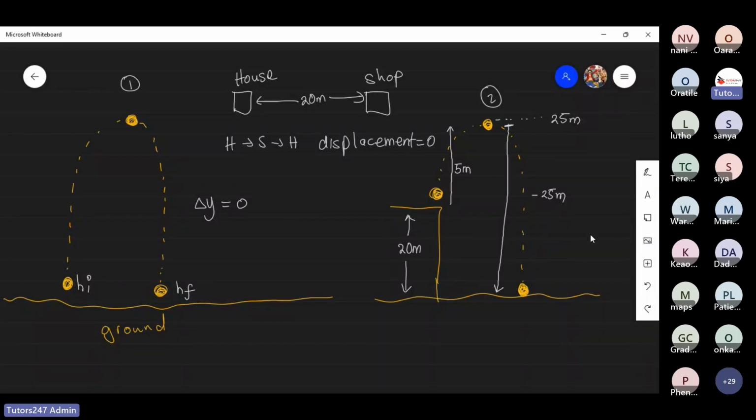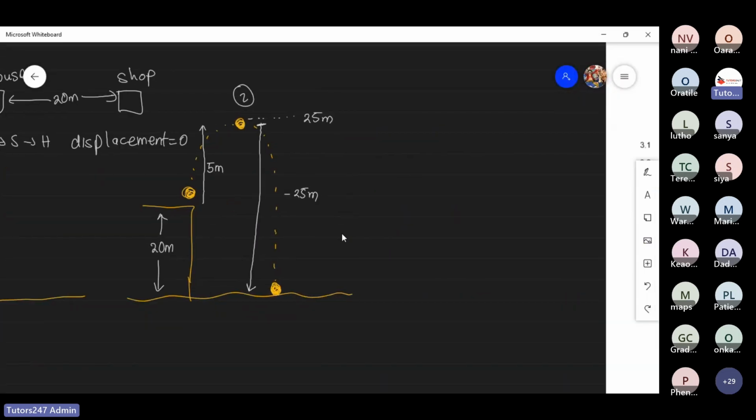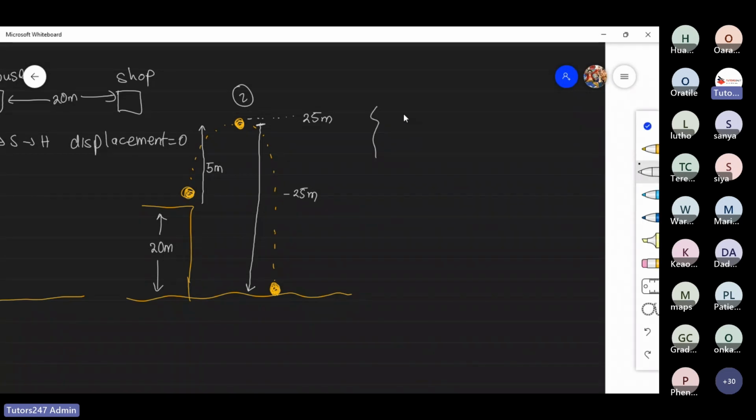If you were to add up these vectors, think of vectors as forces. If we have a 5 Newton force going up and a 25 Newton force going down, how would you get the net force? So let's do that quickly. F1 is positive 5 newtons, and F2 is equal to negative 25 newtons. In order to get F net, you say F1 plus F2, and that gives you 5 minus 25, resulting in negative 20 newtons. That is with forces, which is something that you are familiar with.